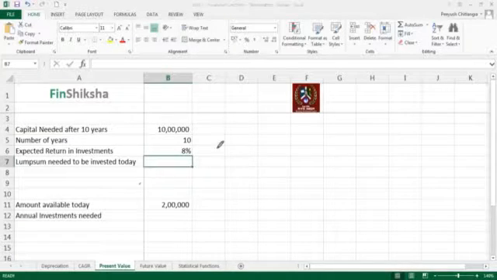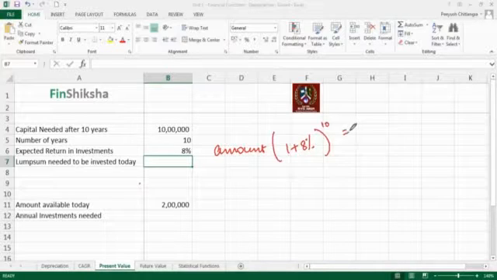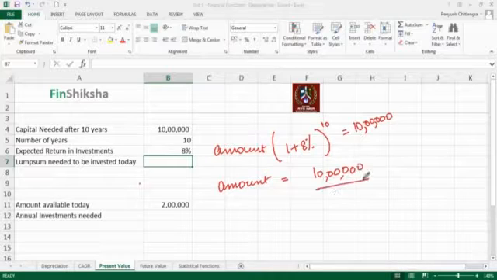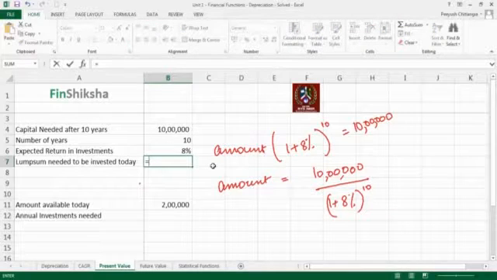One is, recalling our formula of CAGR, there is a certain amount that grows at 8% for 10 years, and that should give me 10 lakhs. I can back calculate the amount by taking 10 lakhs and dividing it by 1 plus 8% to the power 10. That should give me the answer. Let's try and solve it using this. That's effectively the CAGR formula, just that we are now solving for the initial value.